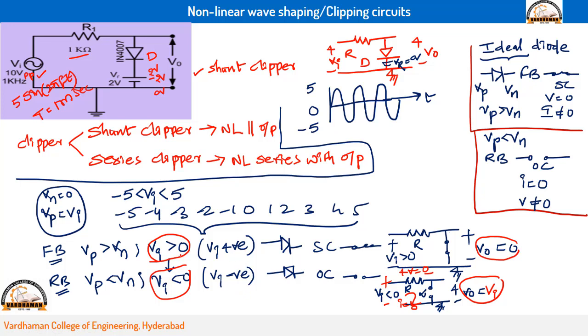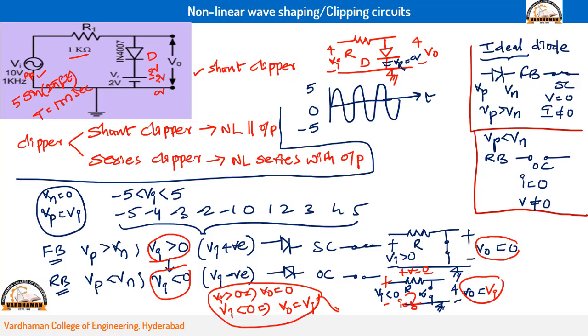Whatever I have rounded in red color here is nothing but the transfer characteristic equation. The transfer characteristic equation is the equation relating the input variable Vi and output variable V0. Simply you can write: when Vi is greater than 0, V0 is equal to 0, and whenever Vi is less than 0, V0 is equal to Vi. This is the transfer characteristic equation.